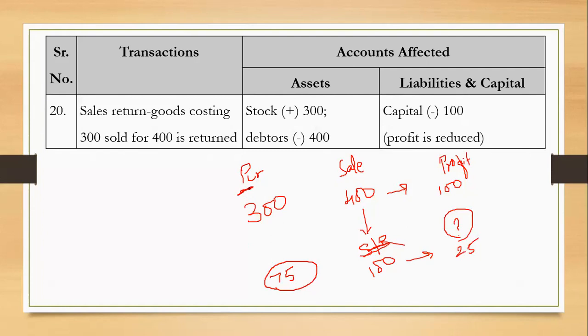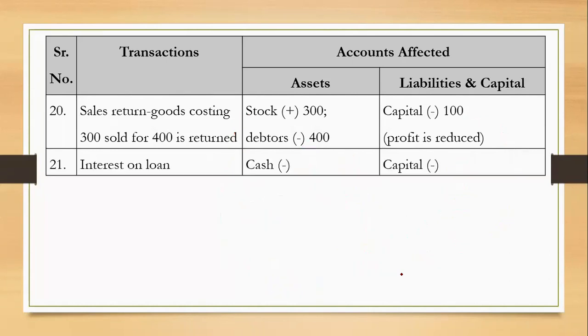Now how will I show its effect? 75 rupees will increase my stock. The 100 rupees of sales return will decrease my debtors. And the 25 rupees profit we found in the sales return: at the time of sale profit increases, at the time of sales return our profit decreases. So profit reduces, and because the profit reduces, my capital reduces. These are the three aspects. Let us move to the next one now.